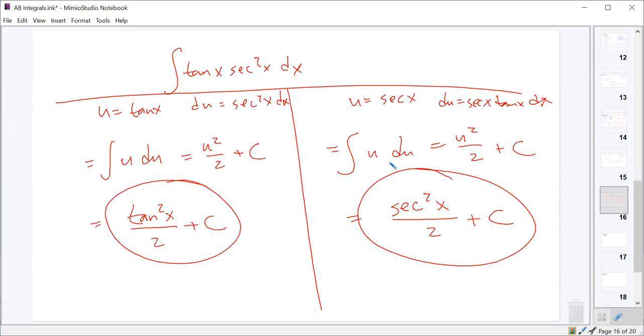Cool. They're both correct, right? Yeah, they're both correct, but how can they both be correct? What's the difference between them? The value of the constant is different for each one. Let's take a look.